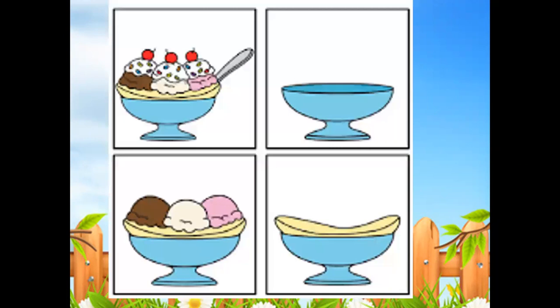So let's see here. If we want to make a bowl of ice cream, first we're going to get the bowl. Next, we're going to peel a banana and put it in the bowl. Then we're going to put the ice cream. Last, we're going to put the cherries and we'll eat them.